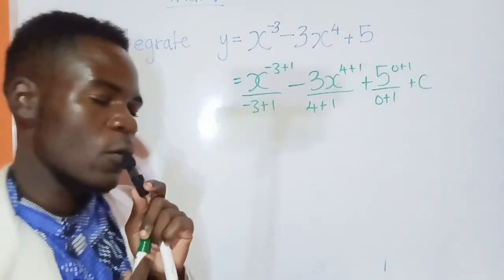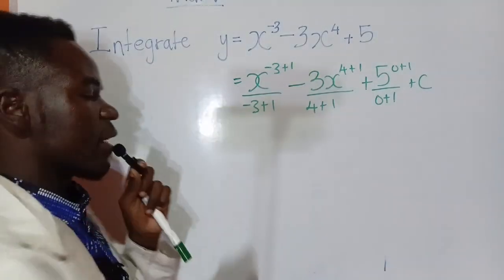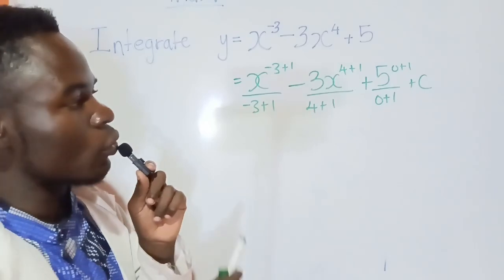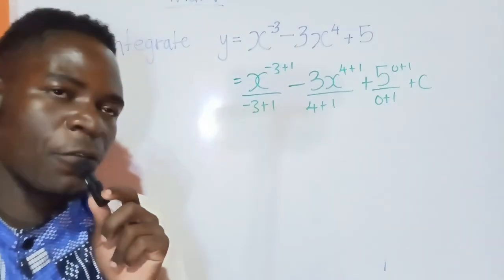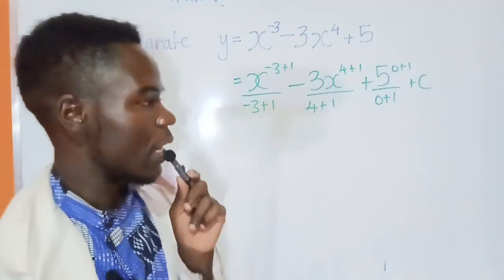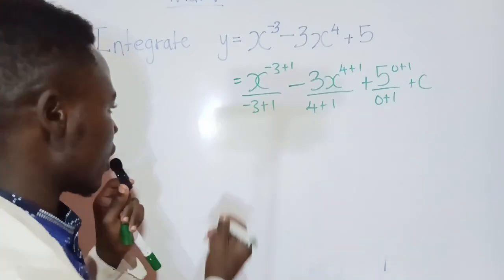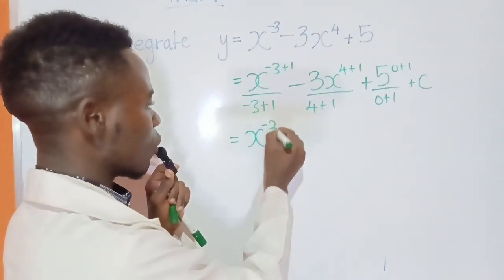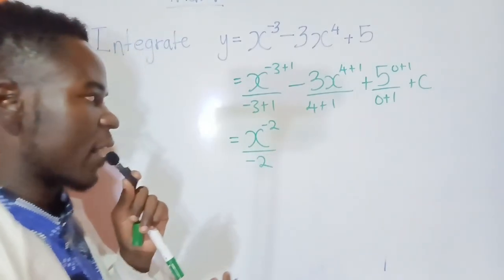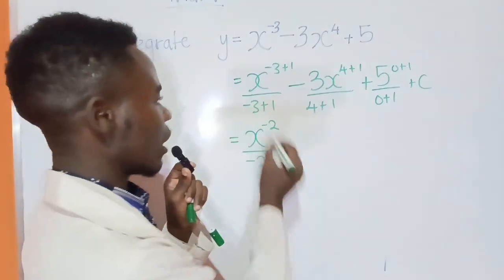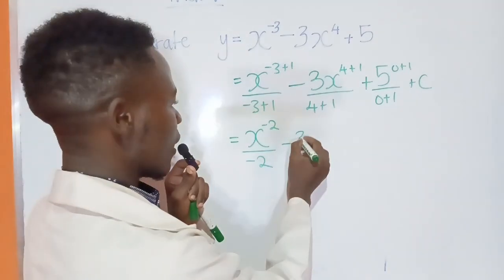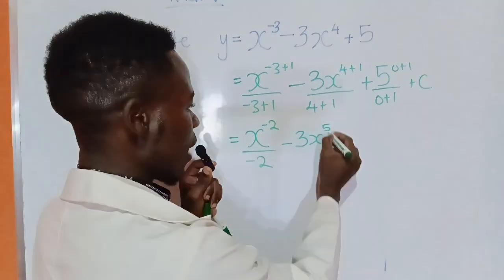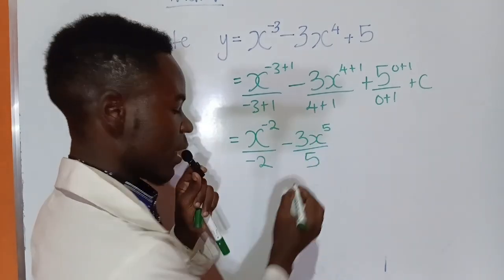Whenever we are dealing with calculus under integration, it is very important and vital that we should not leave out the c. This c represents the constant. So as we are given this kind of equation, we are going to have x to the power negative 3 plus 1, the answer is negative 2, then divided by negative 2. And now our next term, we are going to have negative 3, then we add 4 plus 1, the answer is 5, over 4 plus 1, which is 5.